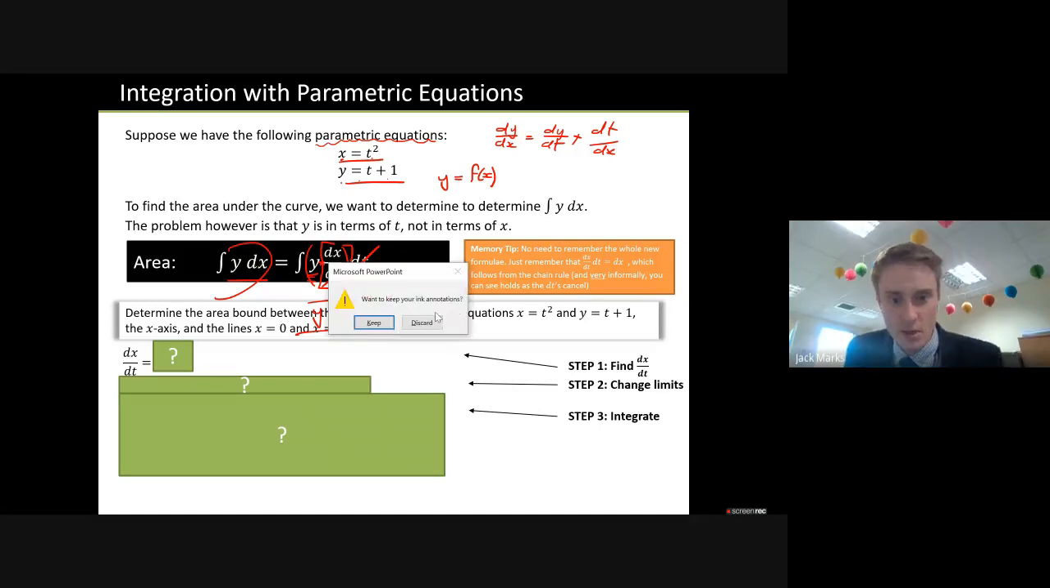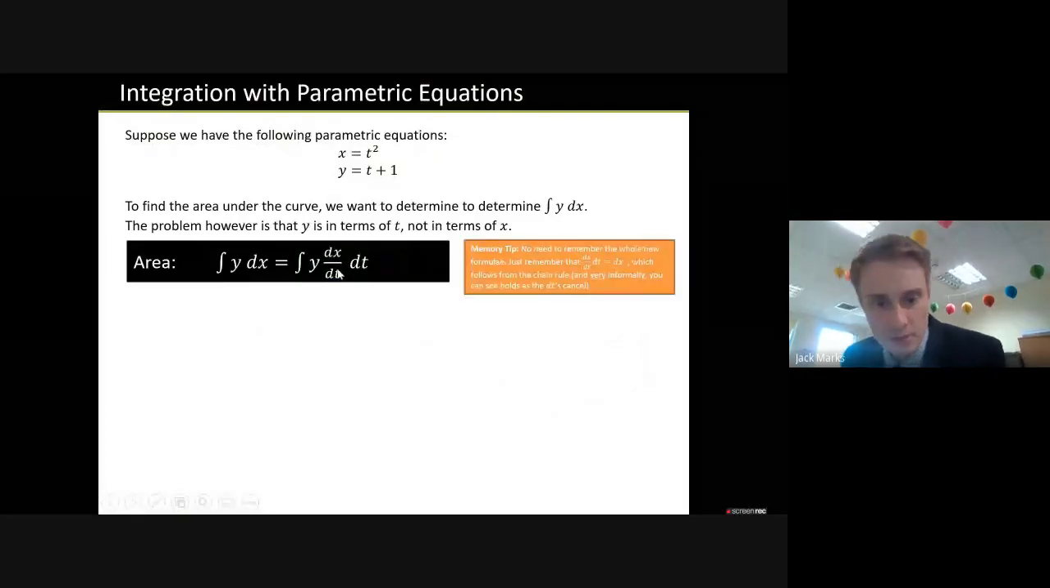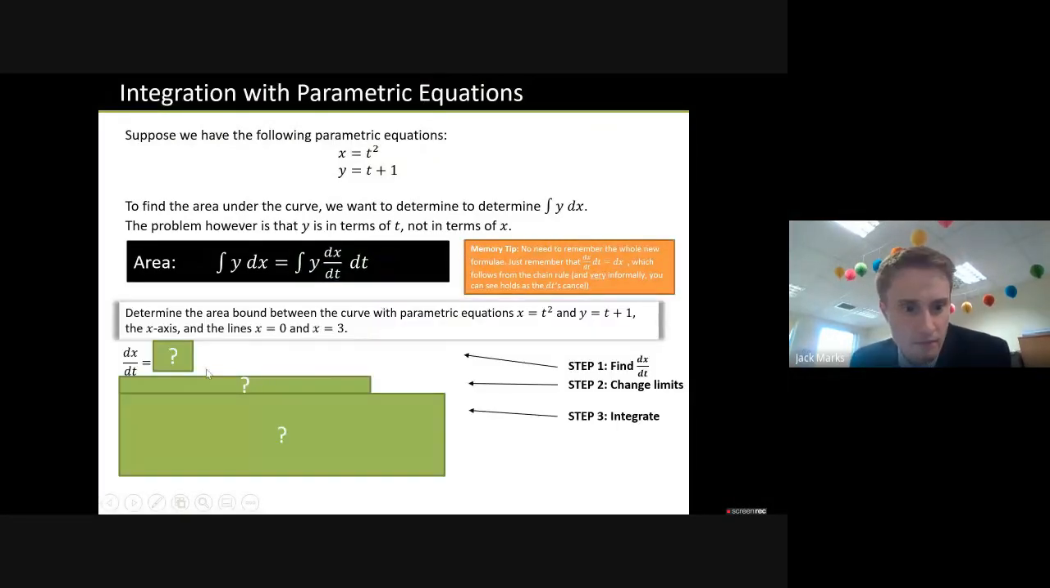Let's just do a quick example. So let's get rid of those annotations. Okay, so we'll use that one there in a moment. So determine the area between the curve with parametric equations, this and this. So we've got things in terms of t, and the x-axis, so these are our limits, okay? That's what all of this is about.